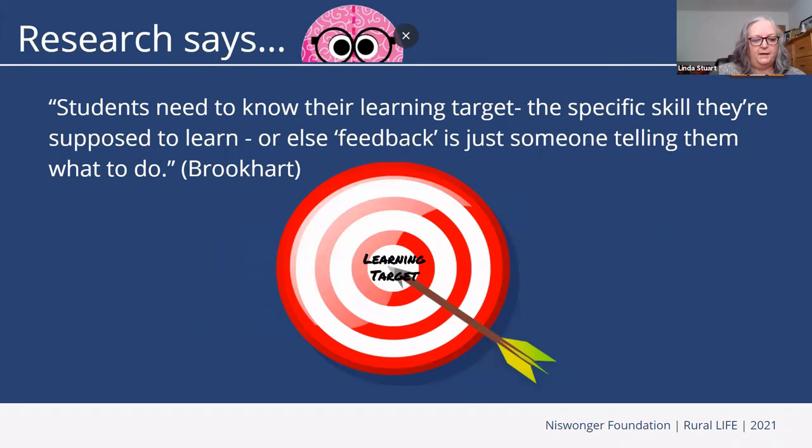And the last piece of feedback research, to further expand on these 7 keys, is a quote from Brookhart, known for her work in assessment and evaluation, that students need to know their learning targets. If you have learner profiles, then you may have targets and goals that your students have set, but they need those learning targets, the specific skill that they're supposed to learn, whatever it happens to be, or else feedback is just someone telling you what to do. And no one really likes to just be told what to do, unless you're me, and I love to be told what to do. I can follow directions too.